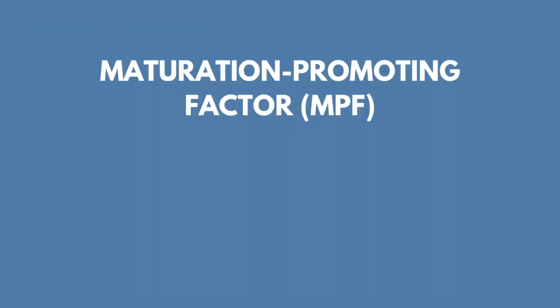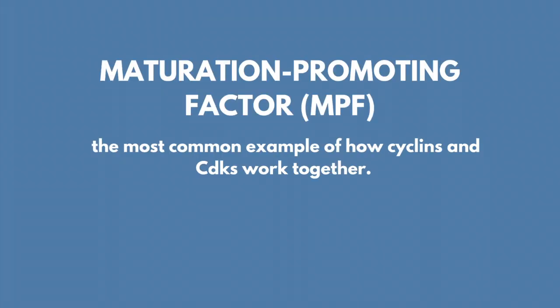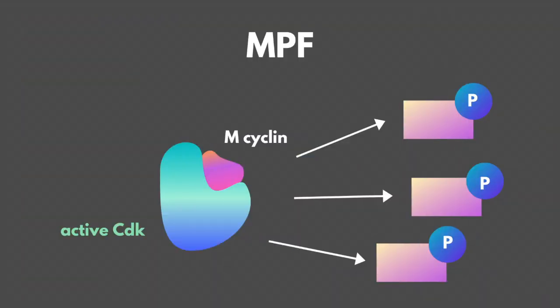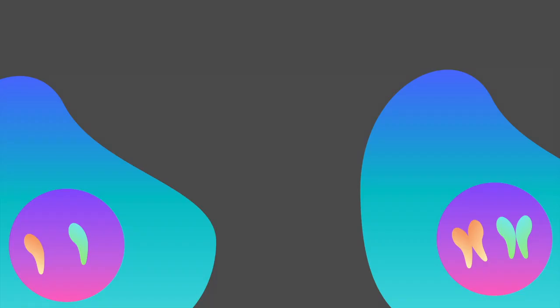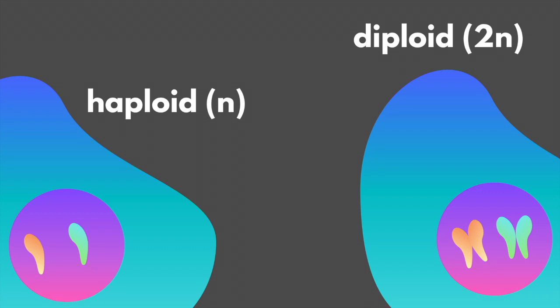The maturation promoting factor, or the MPF, is the most common example of how cyclins and CDKs work together. Once the CDK is activated by an M cyclin, it can phosphorylate other molecules and stimulate the cell to enter mitosis. Mitosis is a type of cell division that results in two identical diploid daughter cells. So before I move on, I wanted to talk about haploid cells and diploid cells.